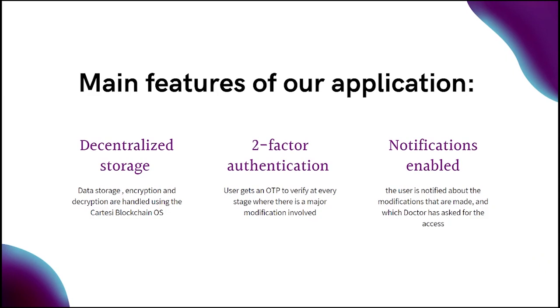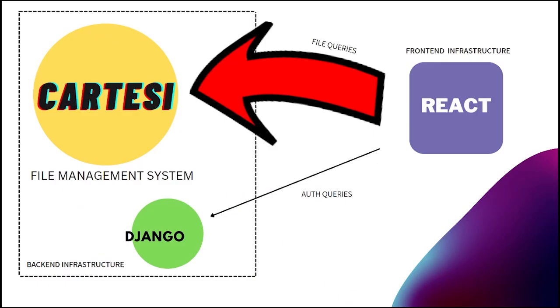Two-factor authentication is developed so that every major step or modification done on the application is done with the permission of the user, and the authentication is done by them. Notifications are enabled using Push Protocol, in which for any major development in the database, the user is notified using a push message. So this is the overall high-level flow of how our application is working.